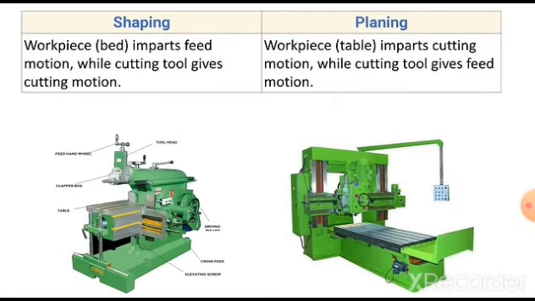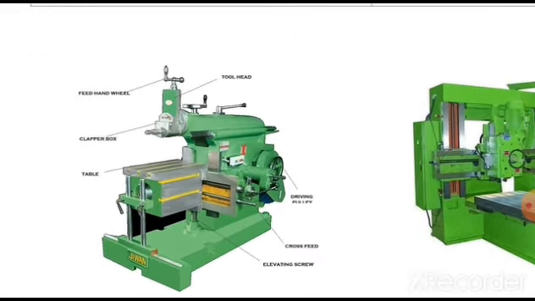Next point, in a shaper the workpiece imparts feed motion while the cutting tool gives cutting motion. Here you can see the shaper machine. You can fix your workpiece over the table of the shaper machine and here you can fix the cutting tool. After the first cut the feed is given with the help of the table. Then the cutting tool again reciprocates and removes the material from the workpiece, and again the feed is given with the help of the table, so the table can move along this axis. This is the arrangement for moving the table horizontally along this axis. So the feed is given by the table.